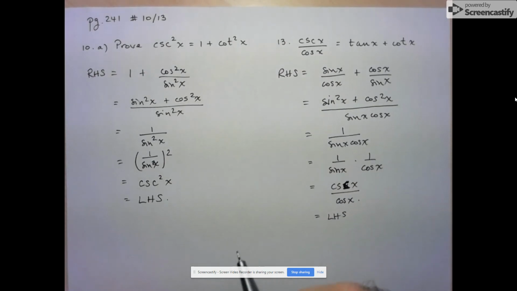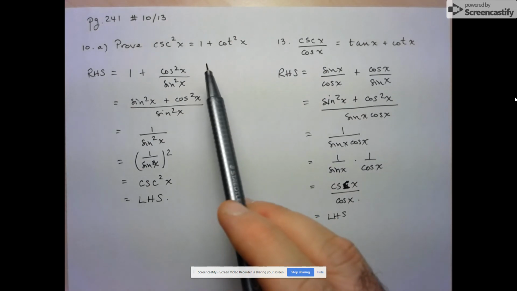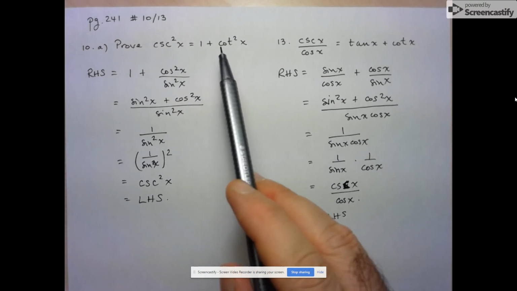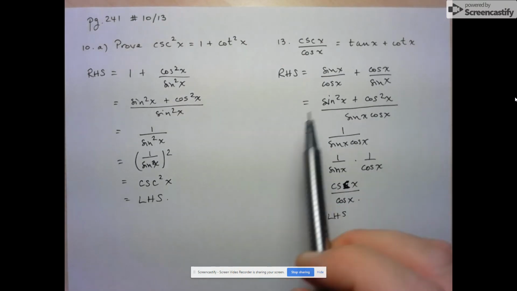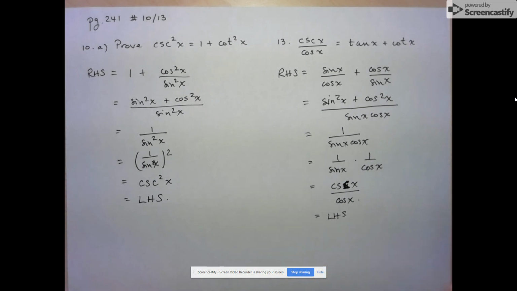Okay, so just to recap here, when you're working with secants, cosecants, cotangents, or even tangents, it's often useful to just turn everything into sines and cosines. It's just easier to think of ways to manipulate those more common trig ratios. Okay, that's it for this one.